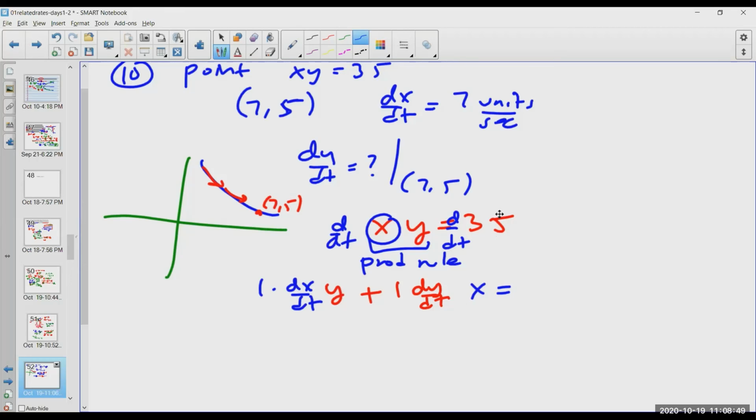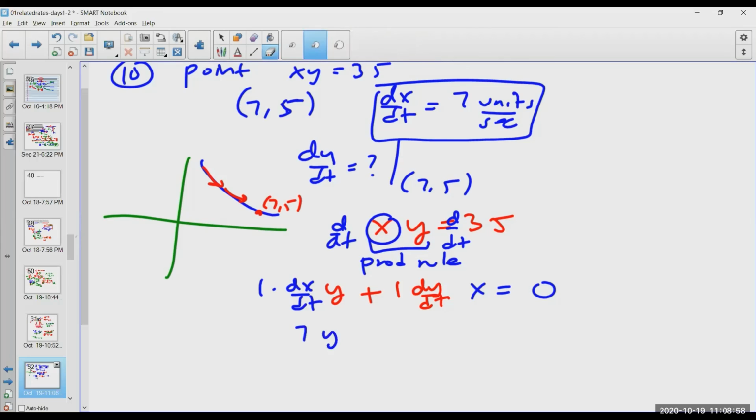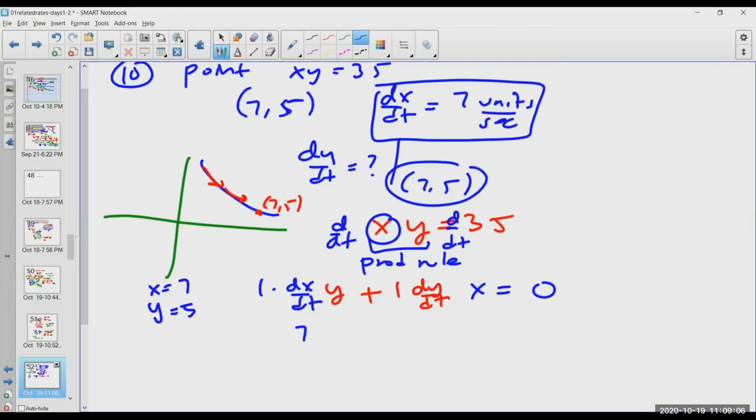All right, what's the derivative of 35? 0. And they give me that dx/dt is 7. But now I can plug in a moment in time. At that moment, x is equal to 7 and y is equal to, I can't read my own handwriting, I think that's a 5. So y is equal to 5. So this is dx/dt, which is 7, times y, which is 5, plus dy/dt, which I'm trying to find, times x, which is 7, equals 0. Therefore dy/dt is equal to negative 35 over 7, which is negative 5.